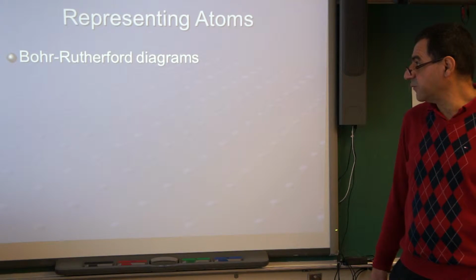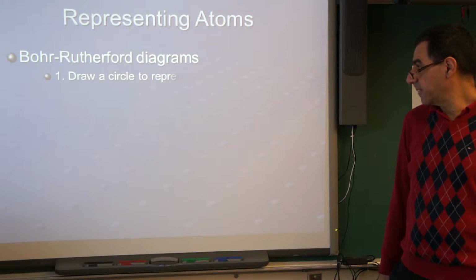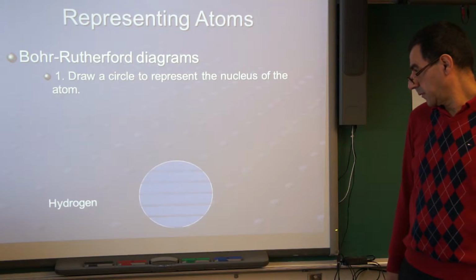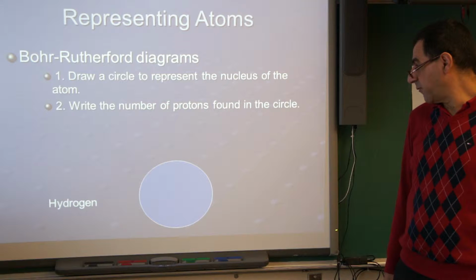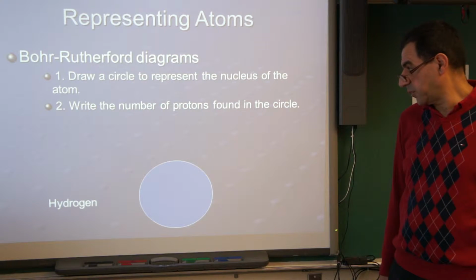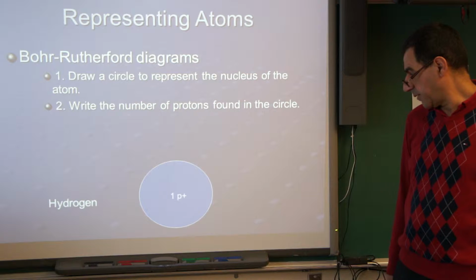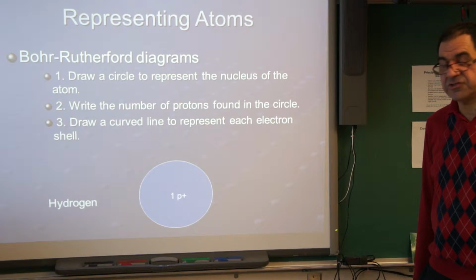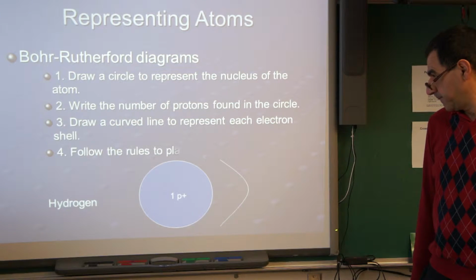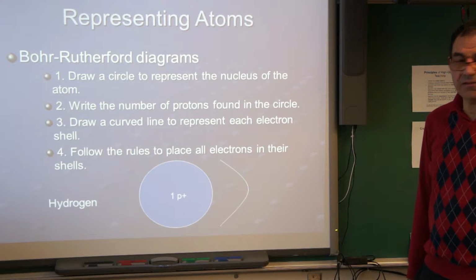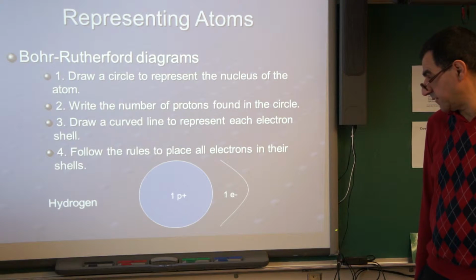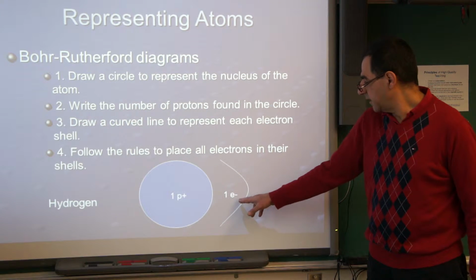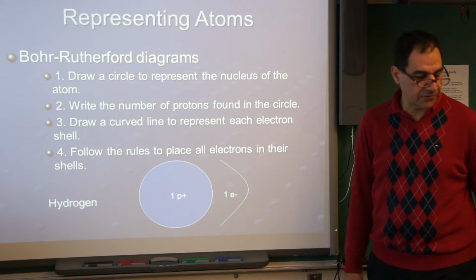How to represent atoms? We can use a Bohr-Rutherford diagram. We draw a circle to represent the nucleus of the atom. We write the number of protons found in the circle, because protons are in the nucleus. For example, hydrogen has 1 proton. We draw curved lines to represent each electron shell, and then we follow the rules, the 2-8-8-2 rule, to place all the electrons in their shells. Hydrogen has an atomic number of 1 proton. It's balanced, has the same number of electrons, and there's 1 electron in shell number 1.